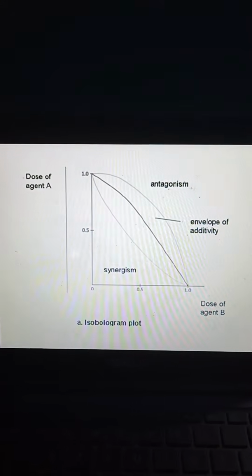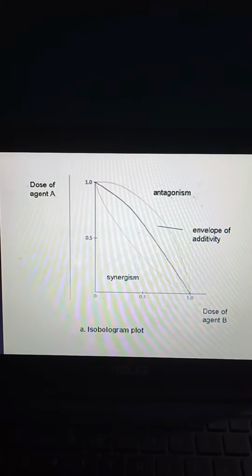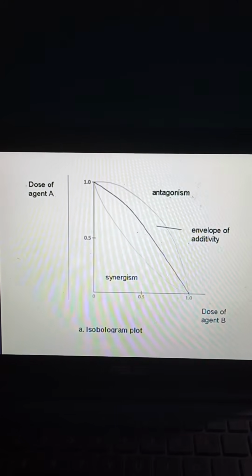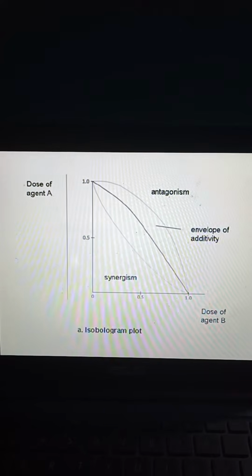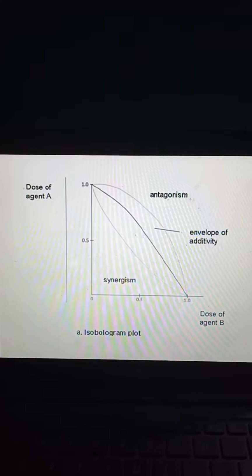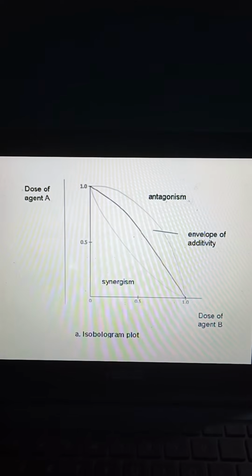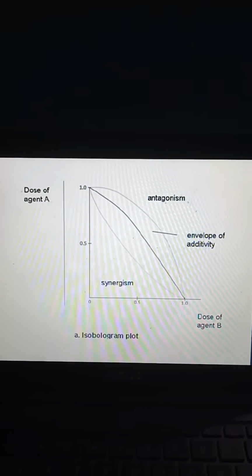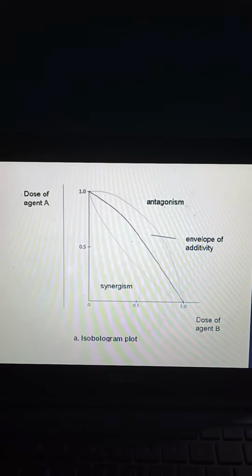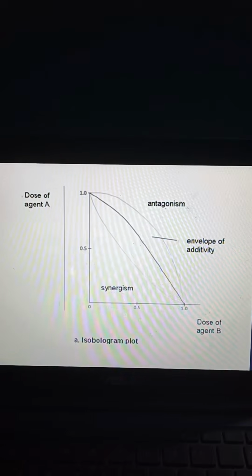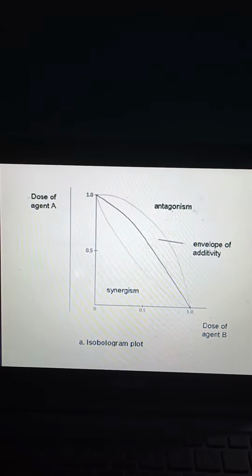So this is the isobologram plot, with the dose of agent B on the x-axis and the dose of agent A on the y-axis. There are three curves. One is straight, and the other two are curved. One is showing synergism, the middle one is showing envelope of additivity, and the one above that is showing antagonism.